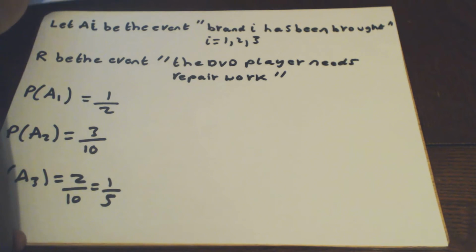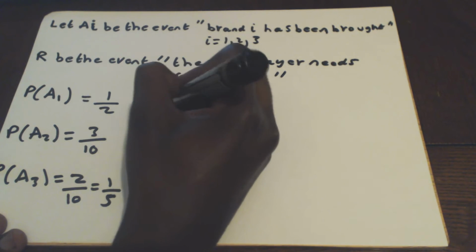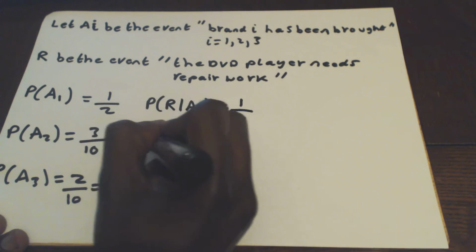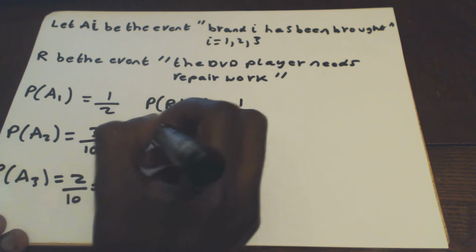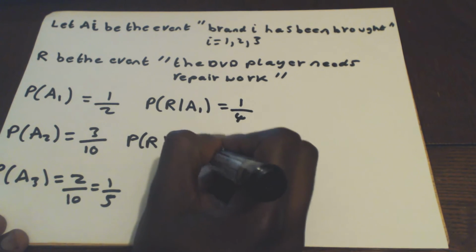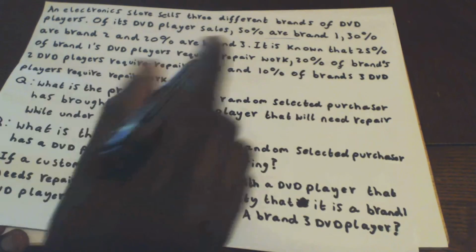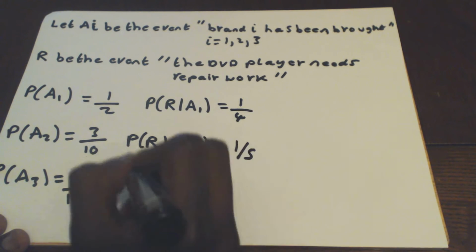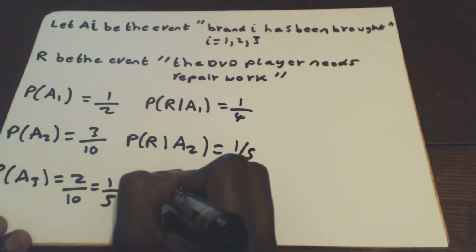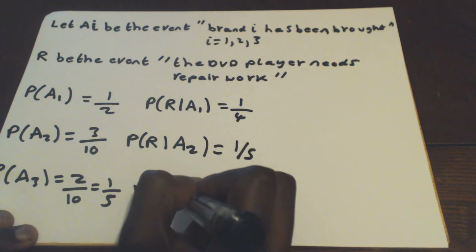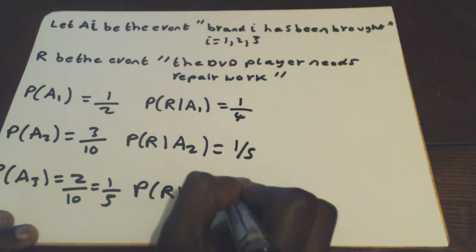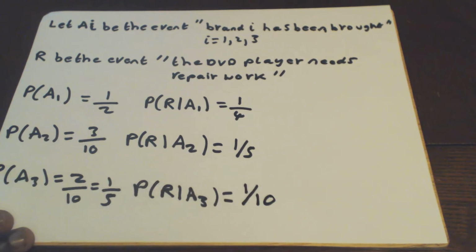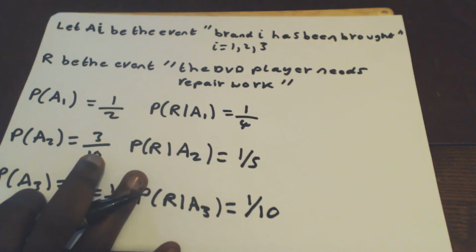Well, we can write that the probability that it needs repair work, given that it's A1, is 1/4, because obviously that was 25%. The probability that it needs repair work, given that it was A2: well, that was 20% for brand 2, so 2 out of 10 again, so 1/5. And then the probability that it needs repair work, given that it was A3, a brand 3 product: well, that was 10%, so that's 1 out of 10.